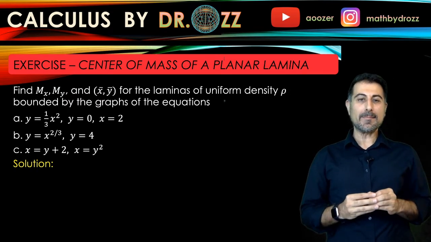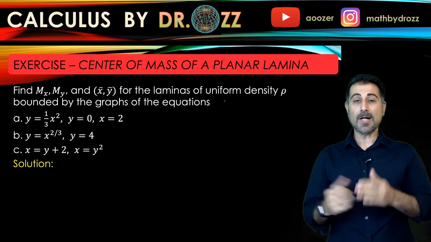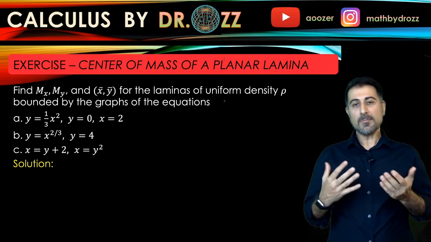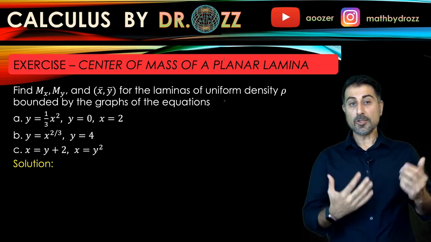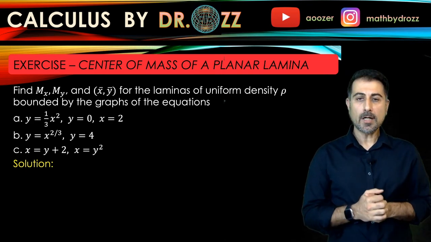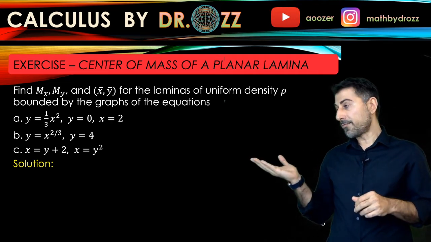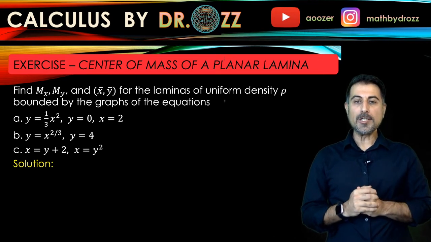Today we're going to go over an exercise where we're going to find the center of mass of a planar lamina. Planar laminas are sort of like three-dimensional objects, and in this problem they all come with uniform density. The problem here is that we have different planar laminas with different geometry, and the geometry is governed by the given curves. And we have three sub-questions here, so you'll have three different regions to work with.